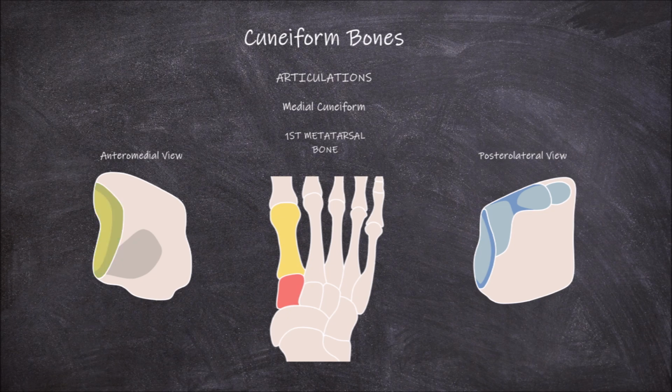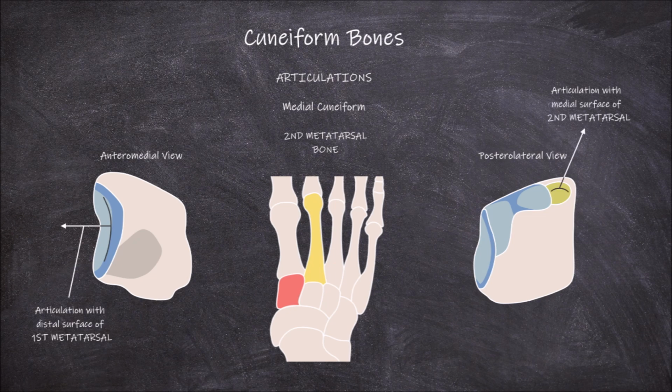The large facet on the anterior surface of the medial cuneiform articulates with the distal surface of the first metatarsal. The second articulation is with the second metatarsal bone. A facet on the distal end of the lateral surface of the medial cuneiform articulates with a facet on the medial surface of the base of the second metatarsal. The third articulation is with the intermediate cuneiform bone.